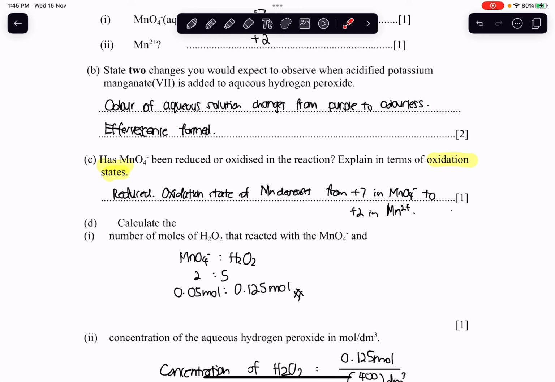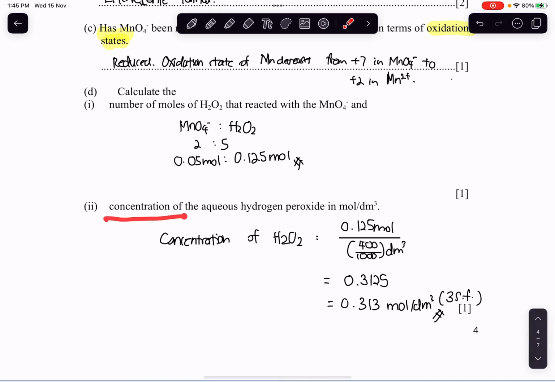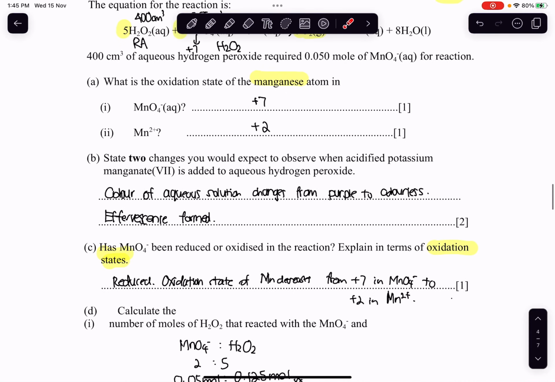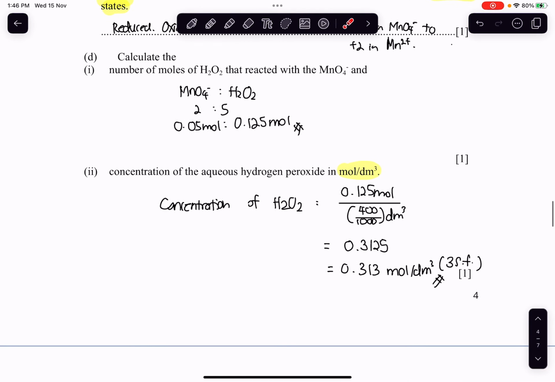Okay, compare by mole ratio only. Next, calculate concentration of aqueous hydrogen peroxide in mole per dm³. Make sure you highlight the concentration units, because sometimes they might ask you for grams per dm³. You just take the moles of hydrogen peroxide divided by the volume. Volume, remember, they give you in cm³. Convert to dm³, because the answer wants mole per dm³. You get 0.3125. You round off to 3SF, 0.313 mole per dm³.